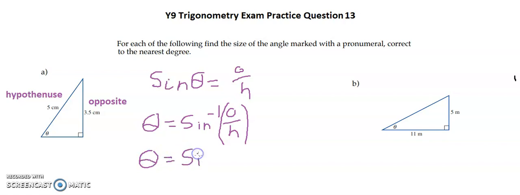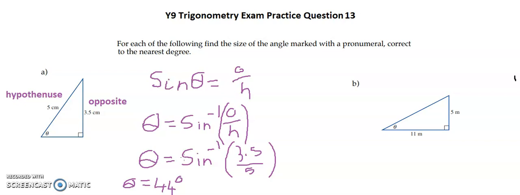So we know that our opposite is 3.5, and we know our hypotenuse is 5. So that gives us sine -1, 3.5 divided by 5. And that gives us our angle, and our angle is equal to 44 degrees. Because it says to the nearest degree.